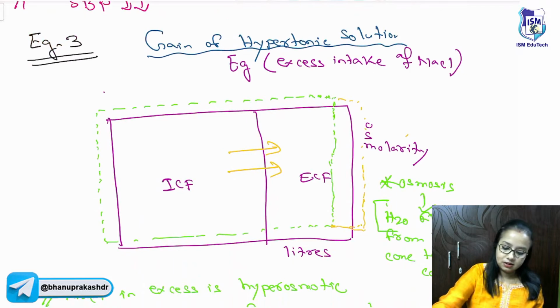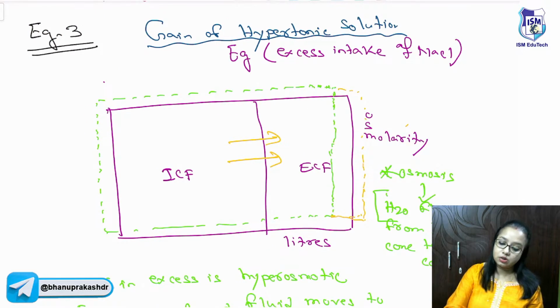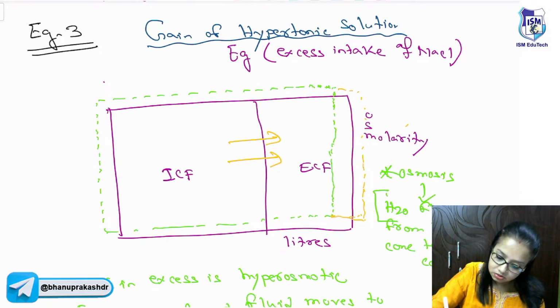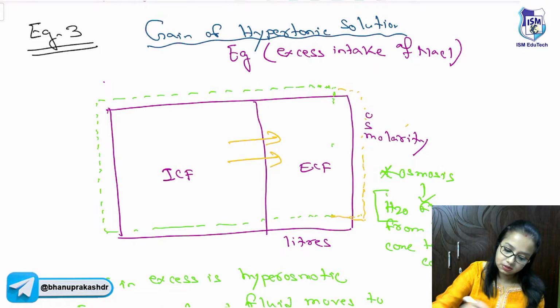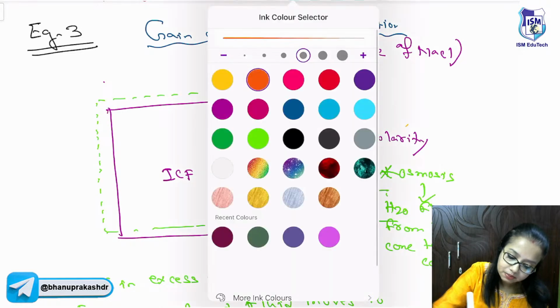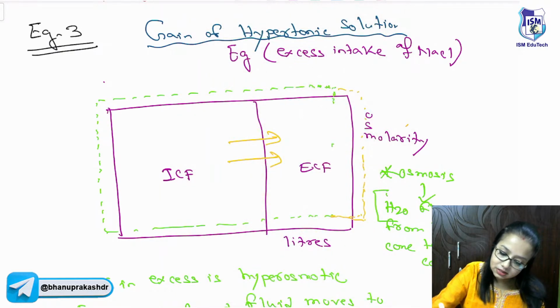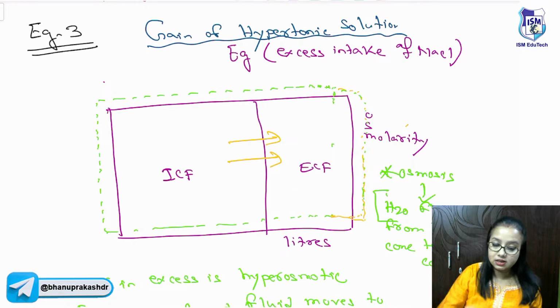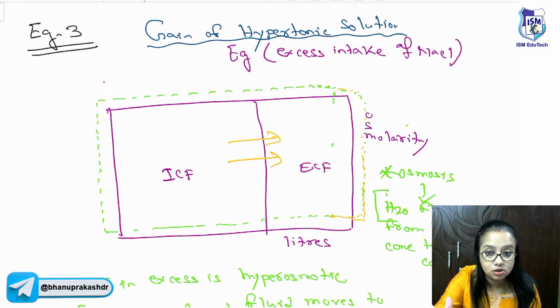Okay. Now, gain of hypertonic solution. Let me erase this one, it will be better for us to remember. So what happens in this gain of hypertonic solution? Initially, what we see is when the hypertonic solution is gained, as in the case of NaCl, sodium chloride. Now, sodium chloride happens to be a solution which is hyperosmotic.